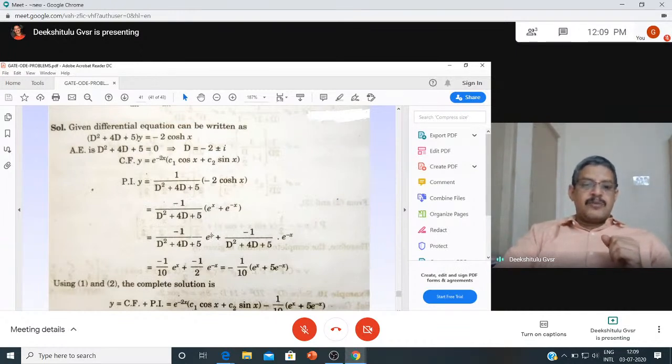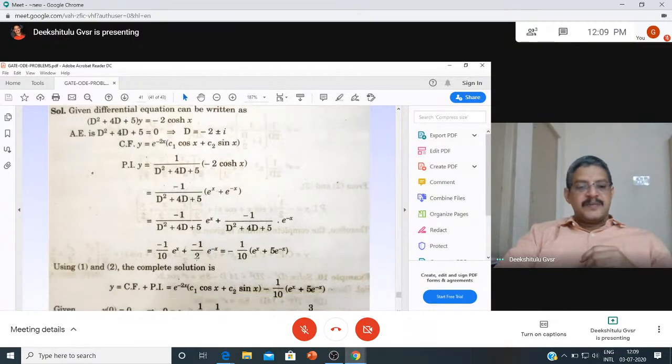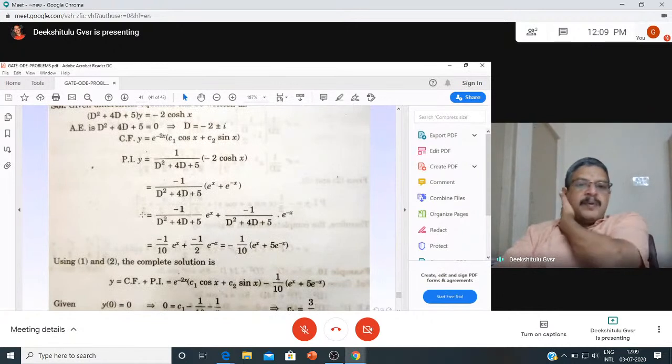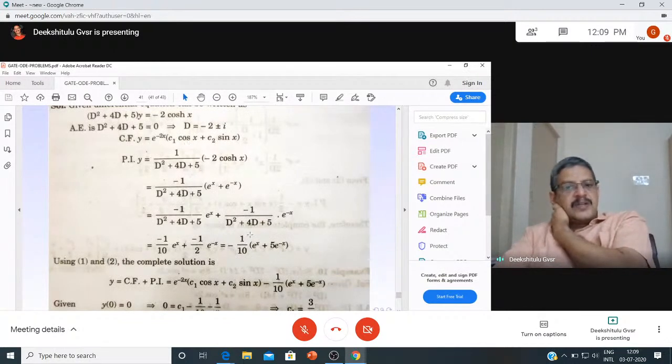So substitute D equal to 1 here: minus 1 by (1 plus 4 into 1 plus 5), that is 10. Minus 1 here: minus 1 square plus 1 minus 4 minus 3 plus 5 is 2. This is what we get. So our complete solution is complementary function plus particular integral. The complementary function is e power minus 2x (c1 cos x plus c2 sin x), and the particular integral is minus 1 by 10 (e power x plus 5 e power minus x).